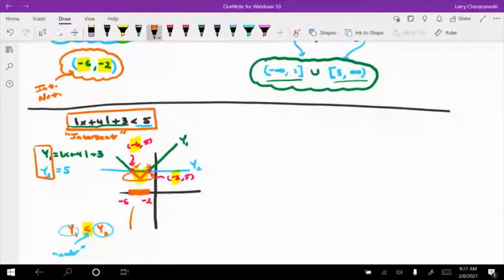All you would have to do from here is just write out the interval notation. The smallest number on that part of the x-axis is -6. The largest is -2. And keep in mind, we have a less than symbol with no bar underneath it, so we would use parentheses around each of those two numbers. Does that make sense?